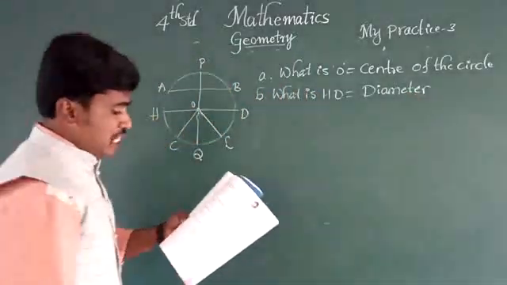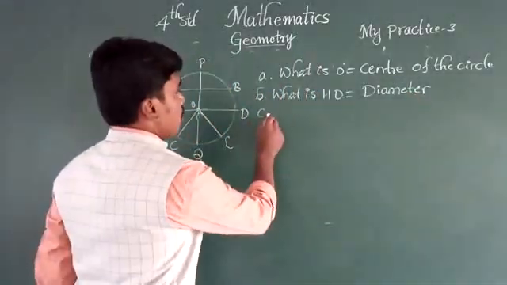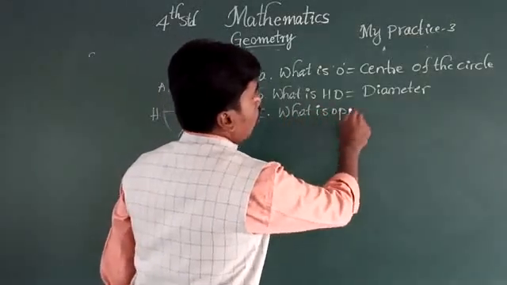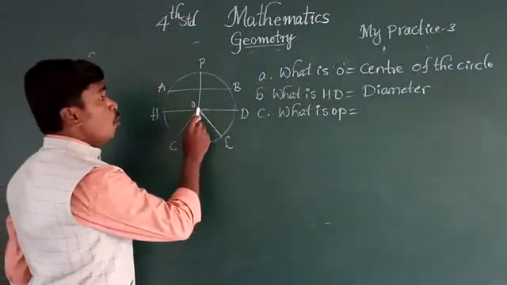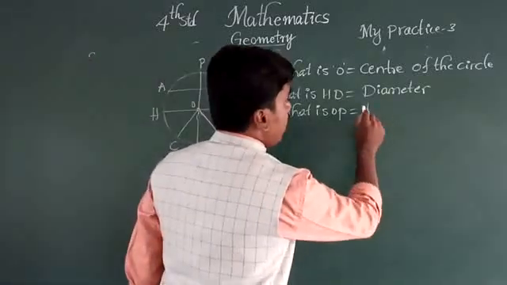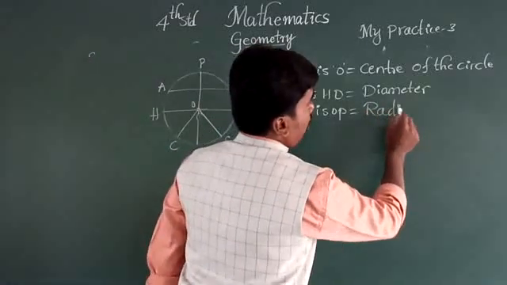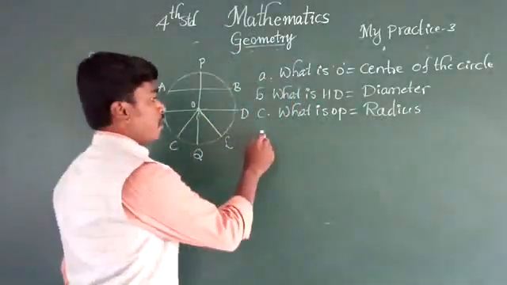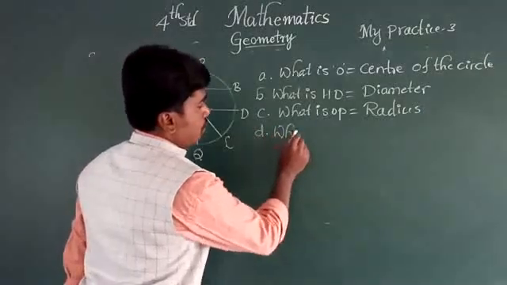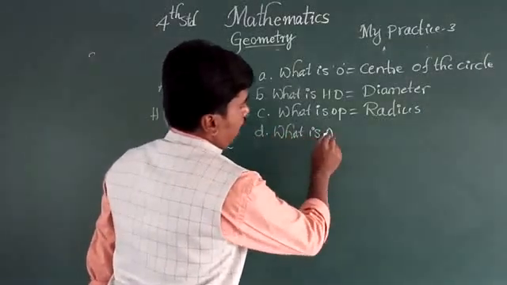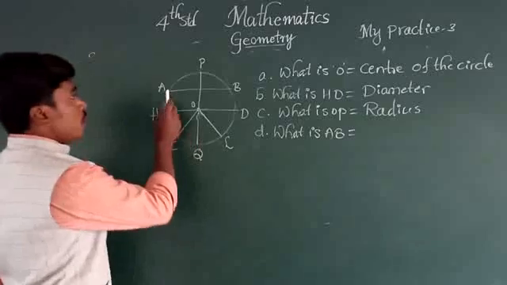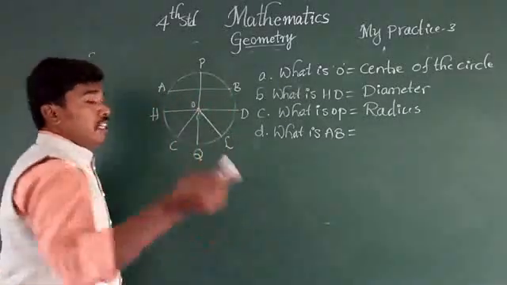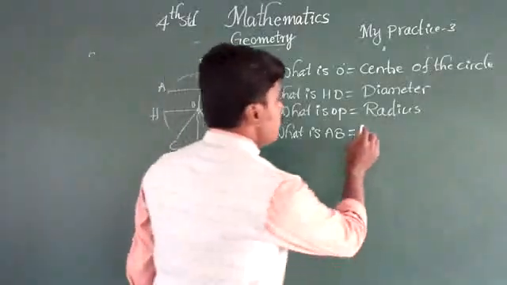Now see, what is OP? OP, observe from O to P. It is the radius of the circle. Next, what is AB? Look here, dear children. Any 2 points joined by a line is called a chord. So it is a chord.